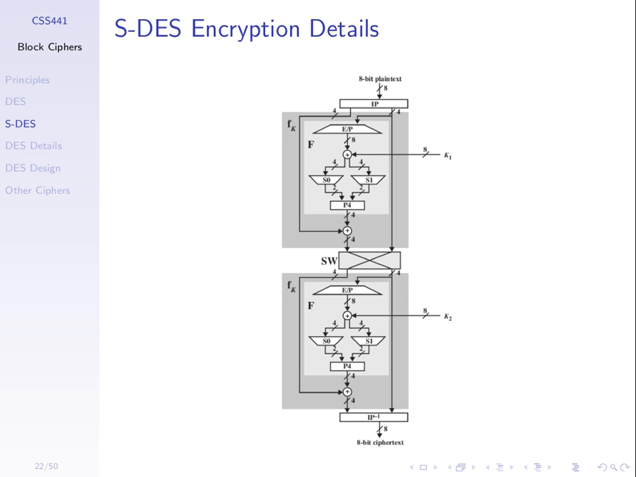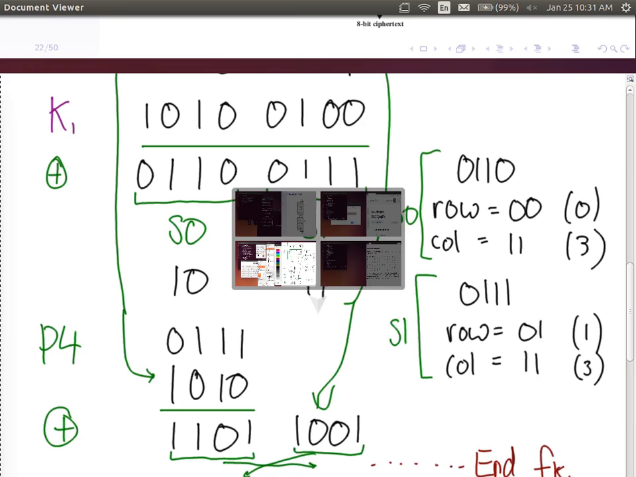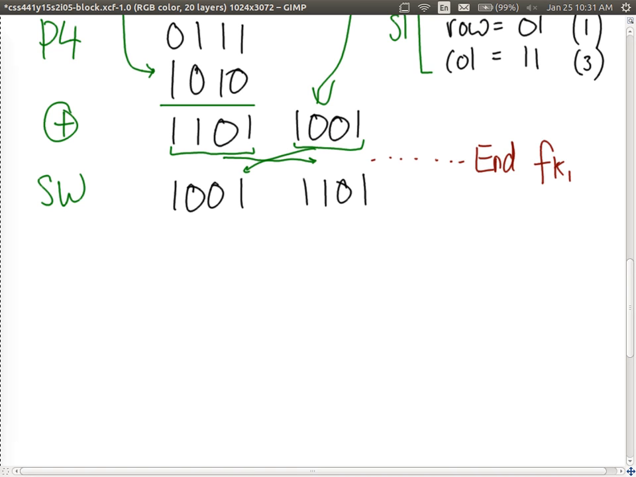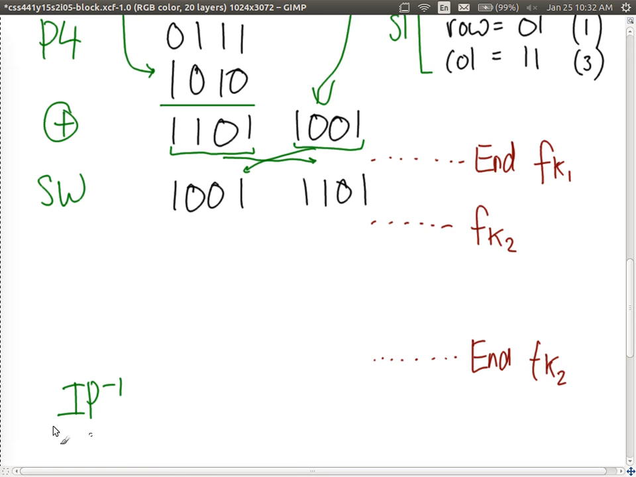You see what's inside the grey box is the same. We do the same steps, but we'll use K2. We'll get 8 bits out. We'll do the inverse initial permutation and get ciphertext. So we got to this point to finish. What you do now is you start the round function using K2. When you finish that round function, then you'll do the inverse initial permutation and you'll end up with 8 bits, the ciphertext.